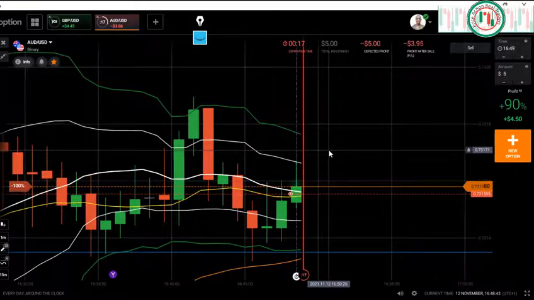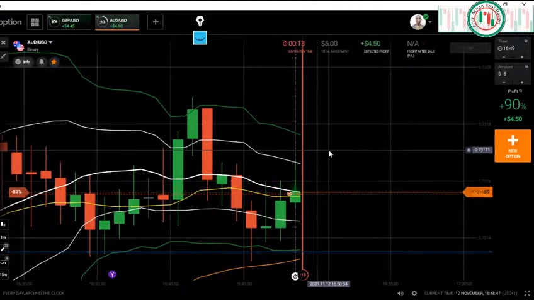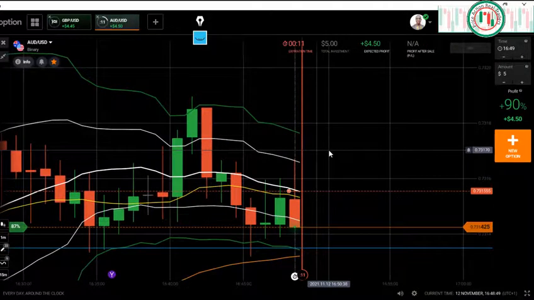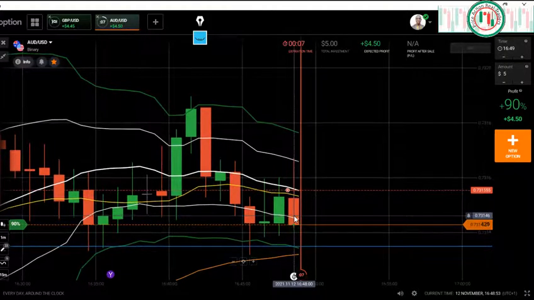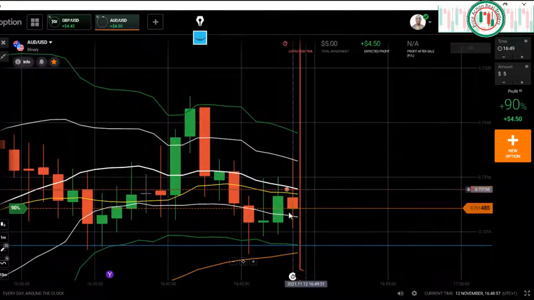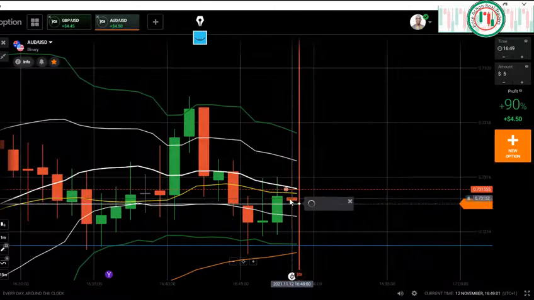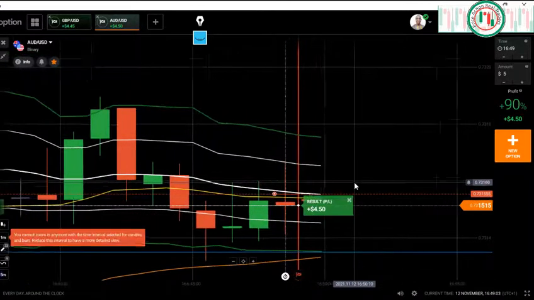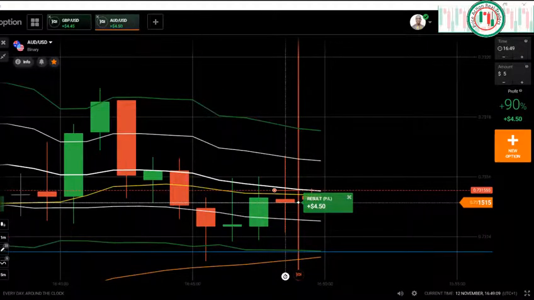Let's see, we have 17 seconds. You see, so I know it must consolidate at this level because this is the consolidation area. This candle must be weak candle. You see, this is weak candle. That's why I place my trade. I know this candle must be weak candle. That's why I place my trade put option, because of the consolidation area.